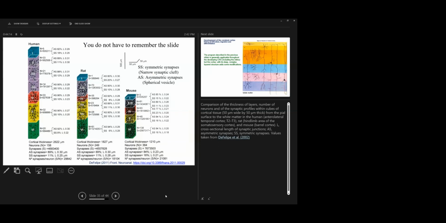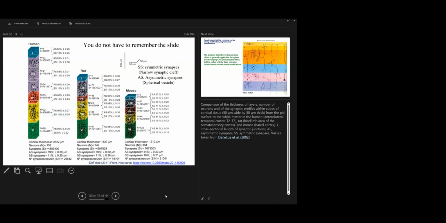Now, again, you do not have to remember the slide. Here I am showing the complexity of the cortex in different organisms. The human cortex is complex. It has 6 different layers, and the same is there in the rat and the mouse. This shows that the cortical thickness of human is around 2,622 micrometers, and in the rat it is 1,827 micrometers. You don't have to remember this, I just want to show the complexity of the cortex. It's much greater in the human than in other model systems like mouse and rat.